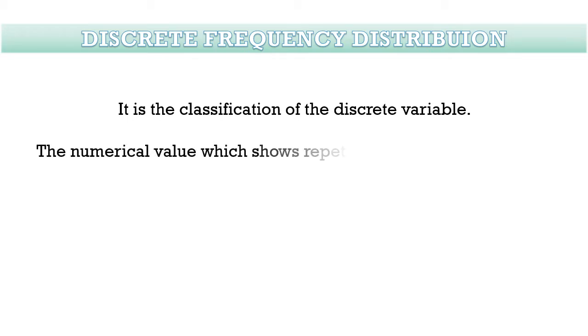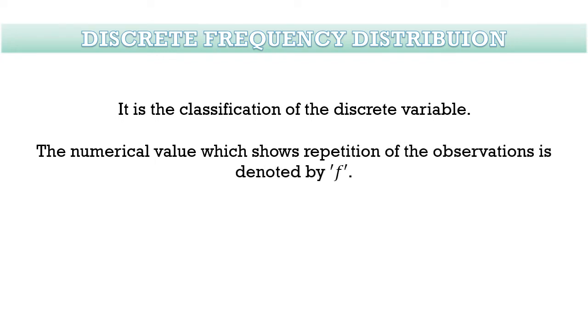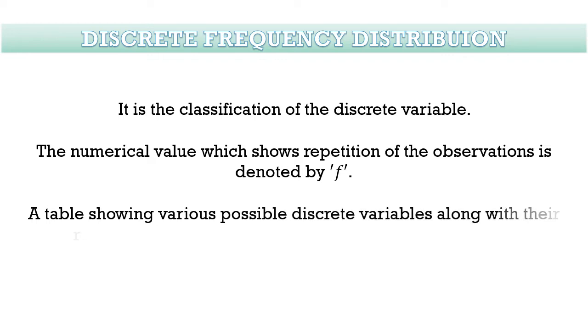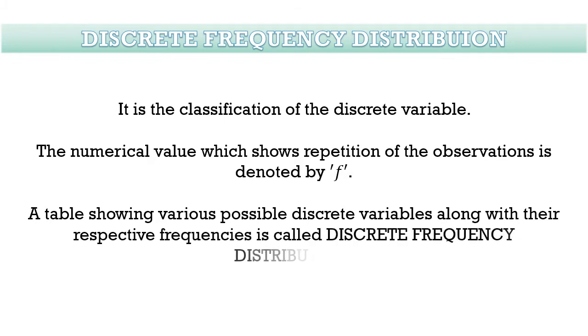The numerical value which shows repetition of the observations is denoted by f. Now f is frequency. Now this is something which you have already studied in the 10th mathematics. That number of observations are given and the number of times they are repeated is denoted by f, that is the frequency. So that is how we classify the data using a frequency. A table showing various possible discrete variables along with the respective frequencies is called discrete frequency distribution. So this is the definition of the discrete frequency distribution.